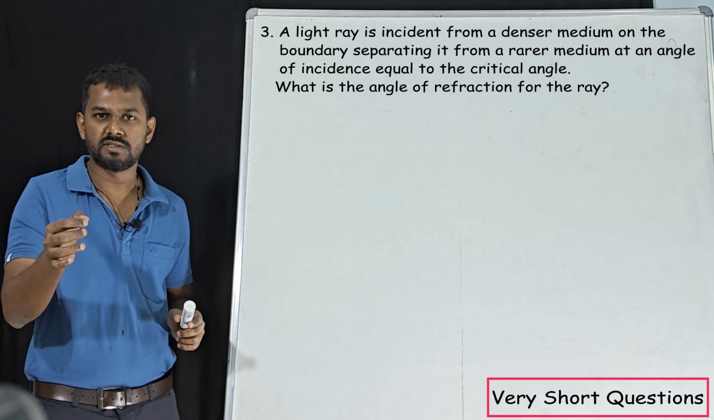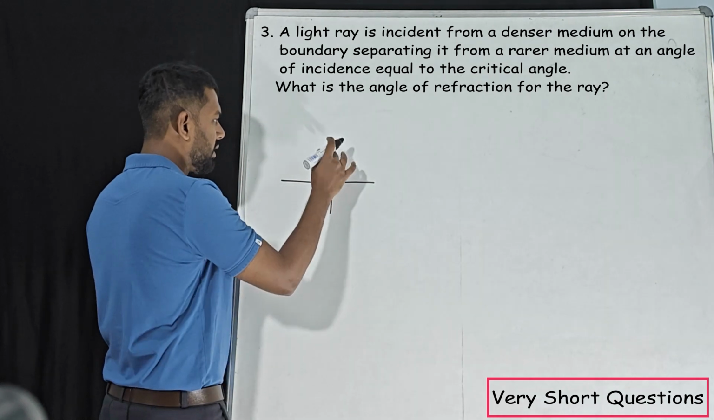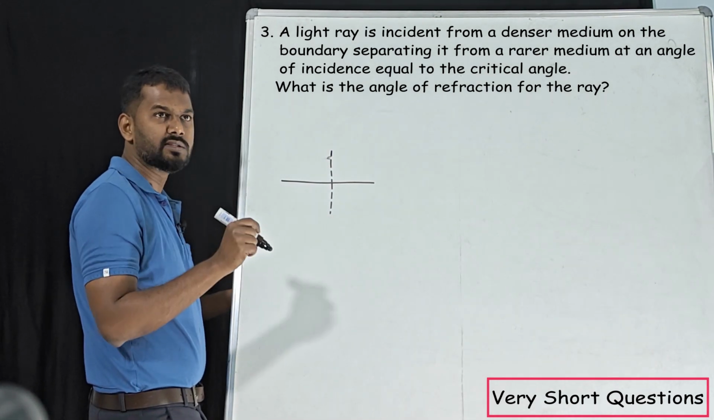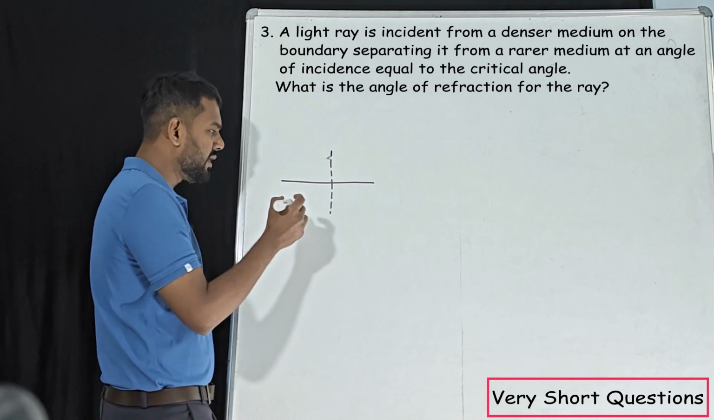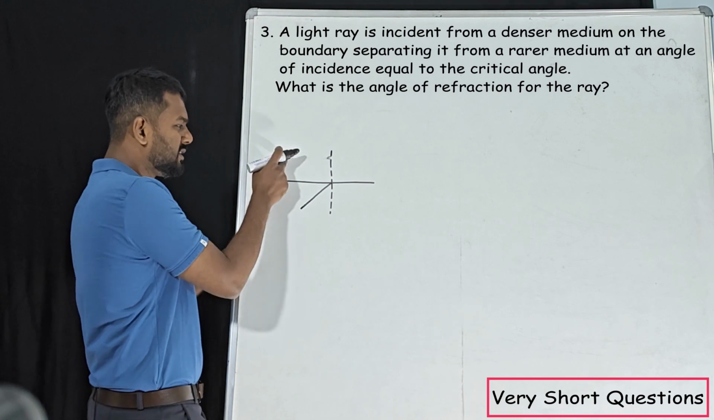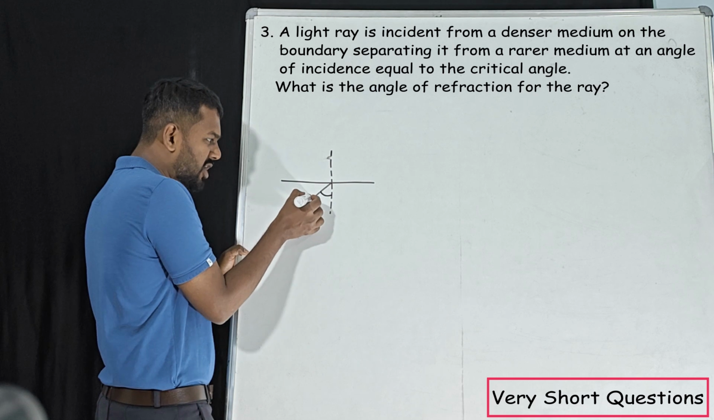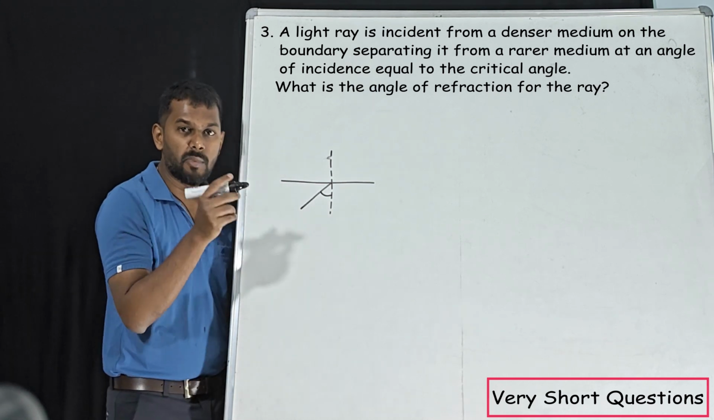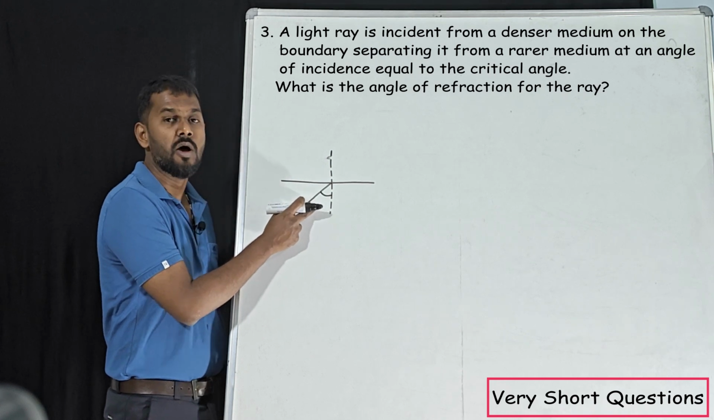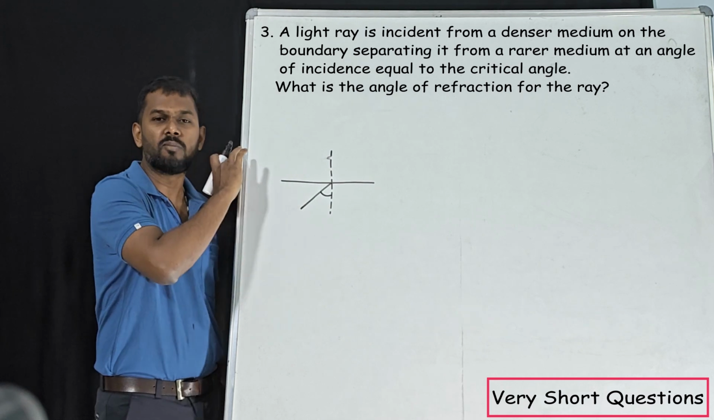See, assume this is the normal. Now what they are saying is that the light ray is coming from a denser medium. Assume this is water and this is air, from denser medium to rarer medium. This is not the angle of incidence. Keep this in mind. In many questions you are going to be confused about whether this or this is the angle of incidence. Most of the time, to confuse you, they will give you this angle. If you take this as the incident ray, the complete question will be wrong.